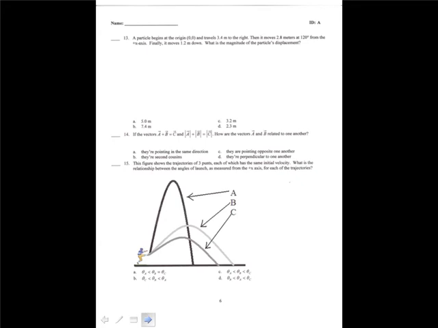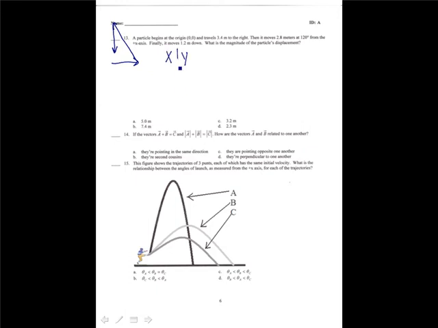A particle begins at the origin and travels 3.4 meters to the right. I like to draw a picture. 3.4 meters to the right. Then it moves 2.8 meters at 120 degrees. So 2.8 meters, like that. And then 1.2 meters down. So 1.2 meters down. Alright, I want to know what is the magnitude of the particle's displacement.